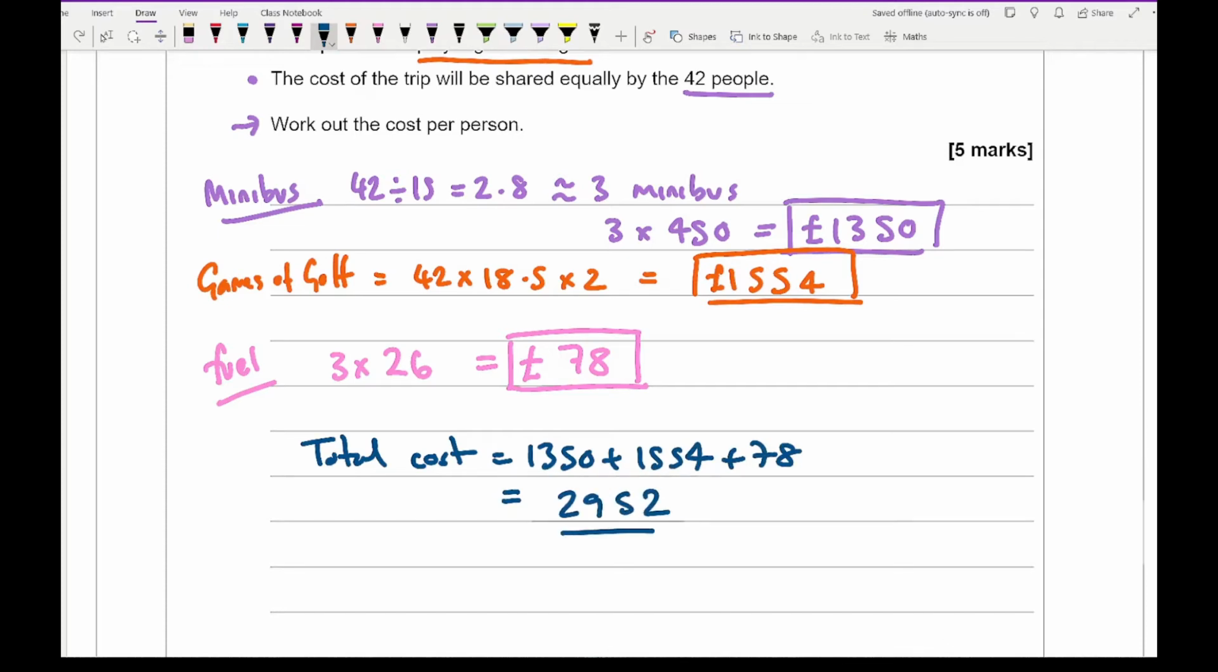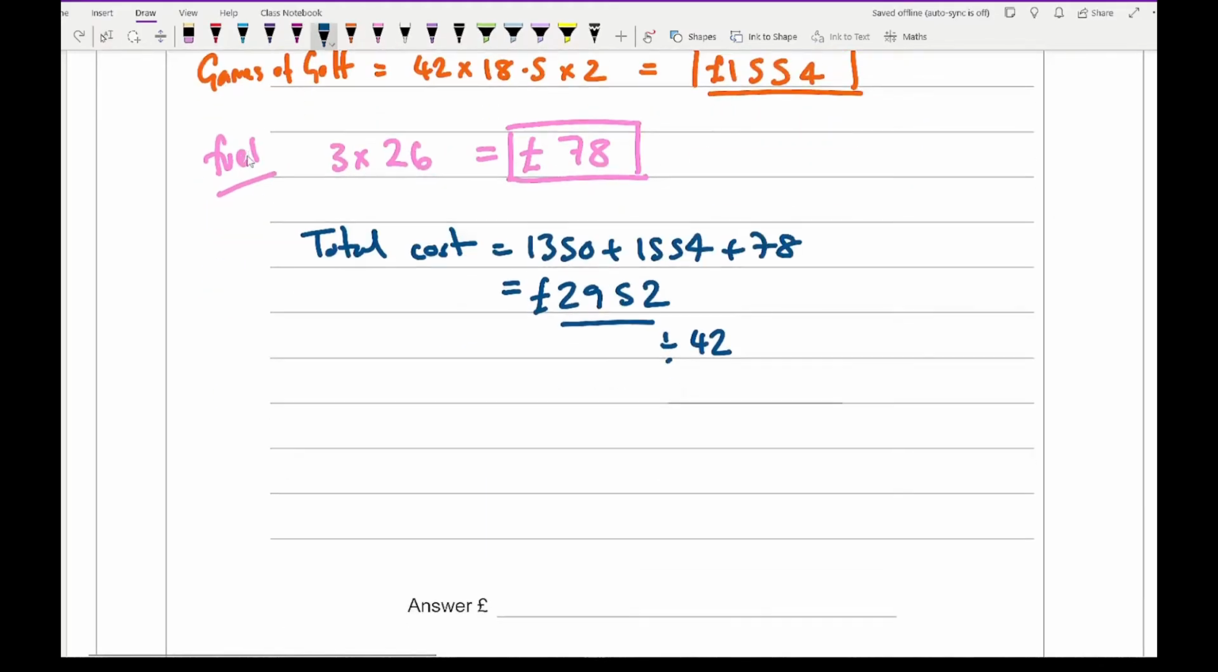2952. Now the question says for me to work out the cost per person. So per person, I then need to divide that total cost by 42, and that comes to a grand total of £71 each.